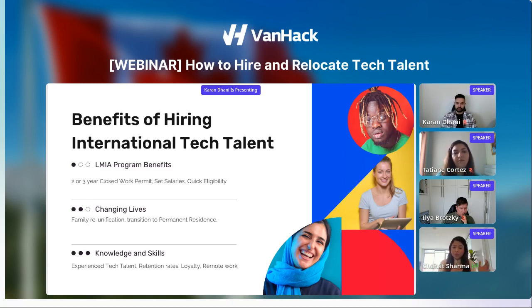When I say a 2 to 3 year closed work permit, it means you can bring the foreign worker in for either a 2 year or a 3 year time period. Earlier, it used to be 2 years, but recently it changed so that you can bring the foreign worker in for 3 years as well. Closed work permit means they can only work for your company. That really increases the loyalty and retention for the company, because the candidate can just work for your company.